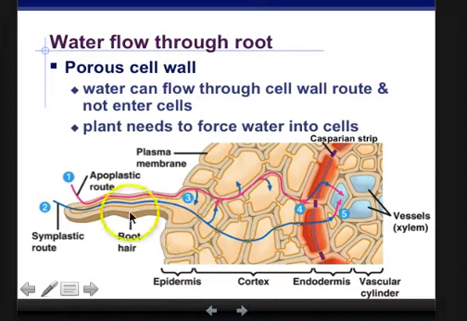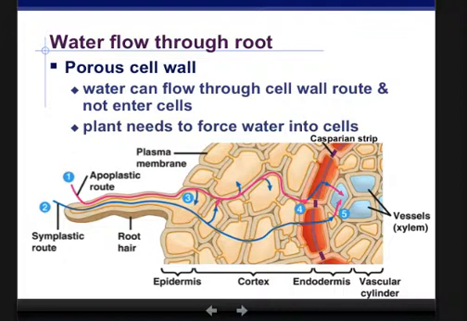Root hair is a modified cell, and so the pink and blue here are showing the two ways that water can enter. We have apoplastic and symplastic. So apoplastic is shown here in pink and symplastic is shown here in blue. In the apoplastic route, we end up having water go into the cell wall and then it has to be forced into the xylem, whereas the symplastic route, it just goes on in.